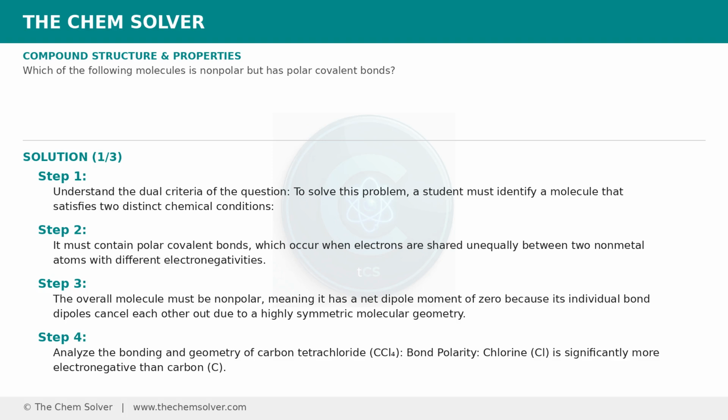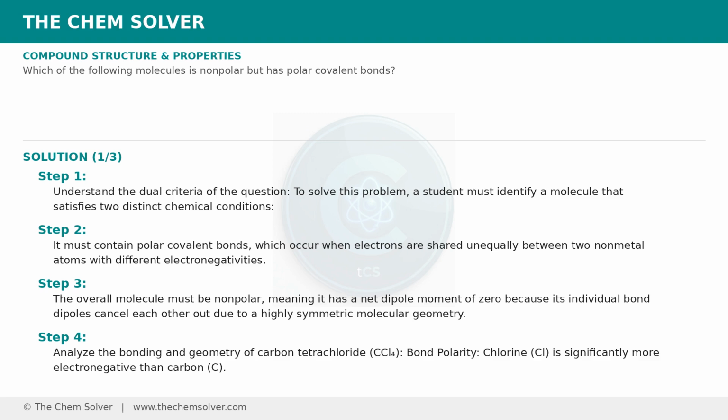Understand the dual criteria of the question. To solve this problem, a student must identify a molecule that satisfies two distinct chemical conditions. It must contain polar covalent bonds, which occur when electrons are shared unequally between two nonmetal atoms with different electronegativities. The overall molecule must be nonpolar, meaning it has a net dipole moment of 0 because its individual bond dipoles cancel each other out due to a highly symmetric molecular geometry.